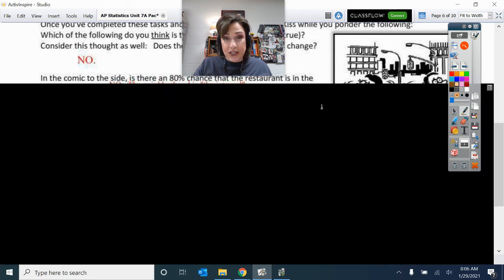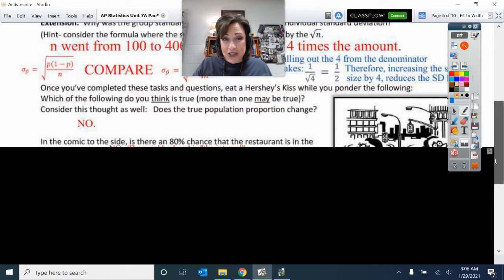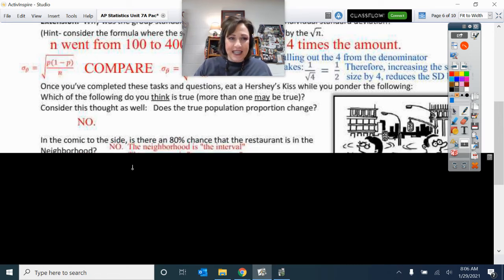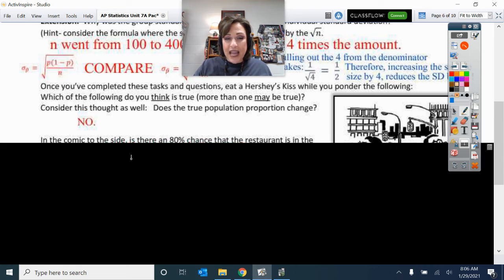This was something that was very confusing to me for a long time when I first started doing this. In the comic to the side, is there an 80% chance that the restaurant is in that neighborhood? And that answer is no.